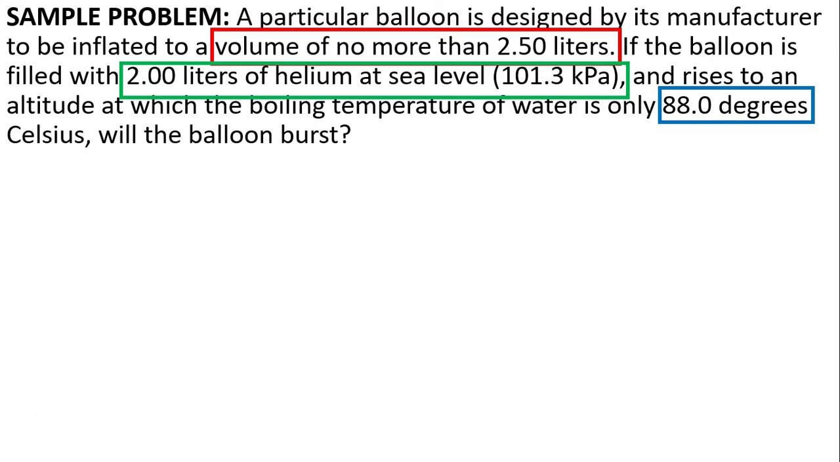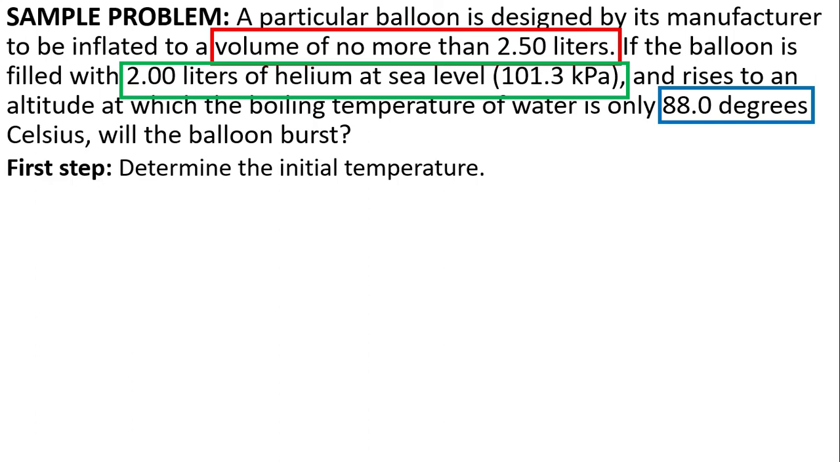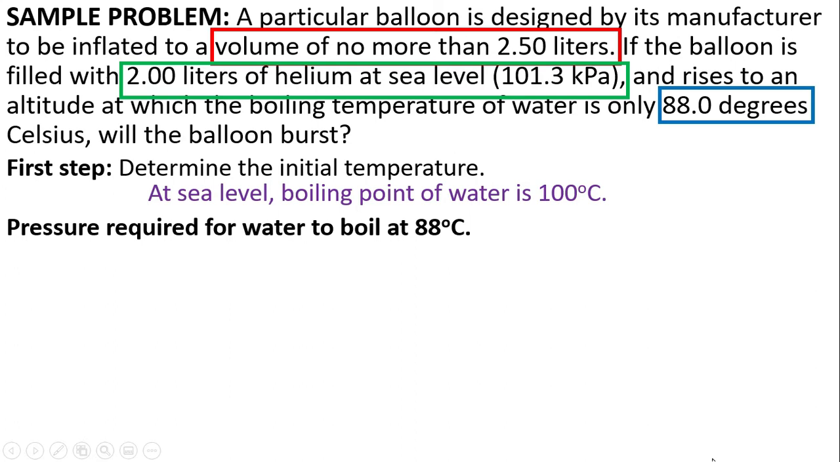Okay, so to do that, we have to determine the initial temperature. But there's no way that we can determine the initial temperature. However, we know that at sea level, the boiling point of water is 100 degrees Celsius. Knowing that, we can identify the pressure required for water to boil at 88 degrees Celsius. So we will have this ratio: 100 degrees Celsius is to 101.3 kPa as 88 degrees Celsius is to x, since we're looking for the pressure, right?